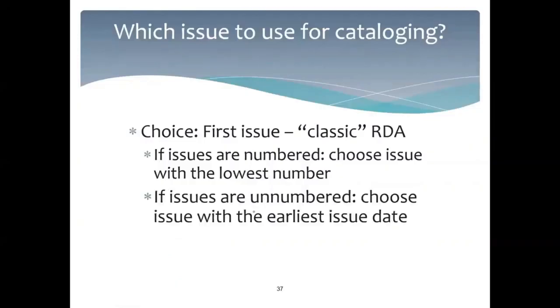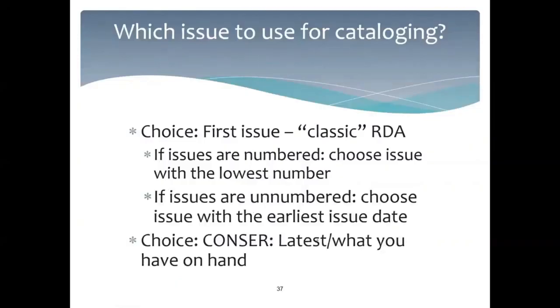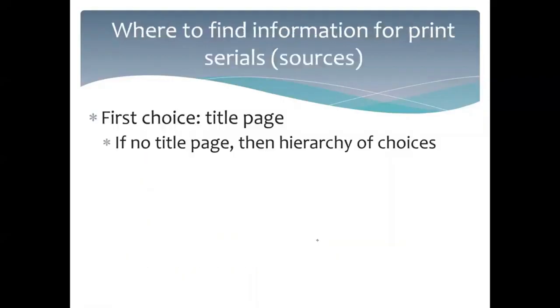So which issue to use for cataloging? You have a choice. First issue, classic RDA. And then if issues are numbered, you're going to choose the lowest issue. If they're unnumbered, you're going to choose the earliest date. And then CONSER is latest, what you have on hand.